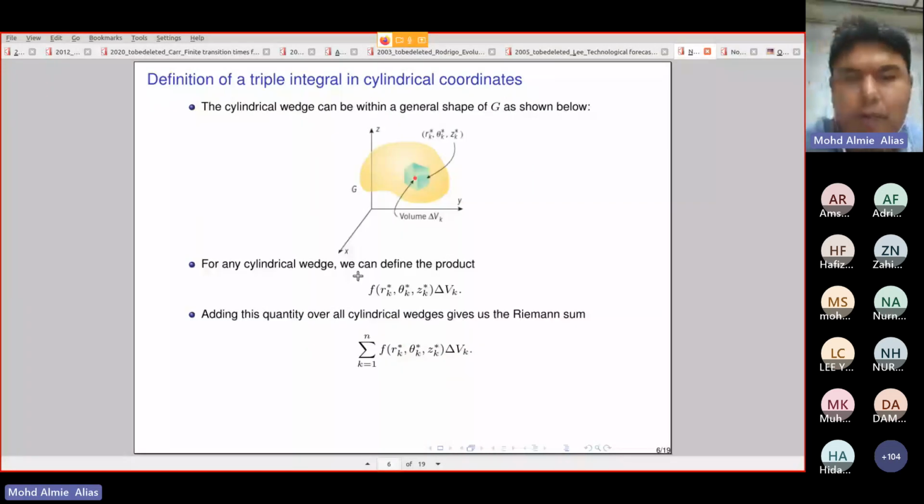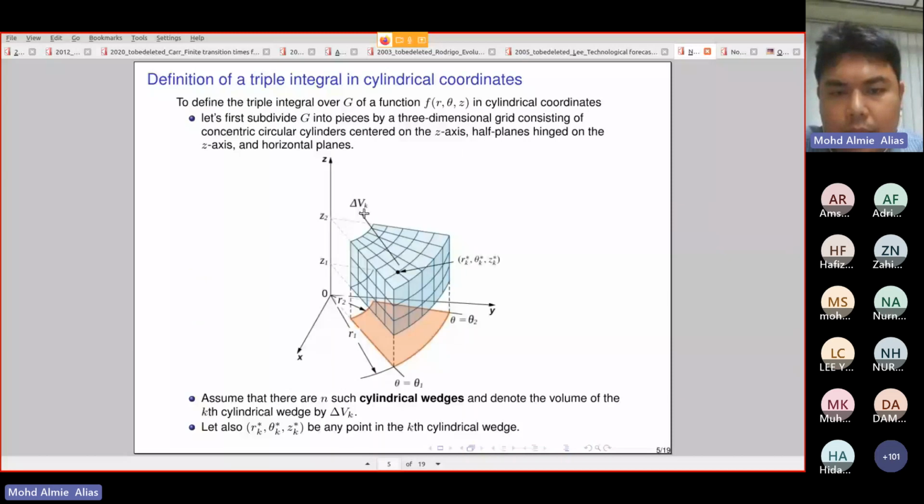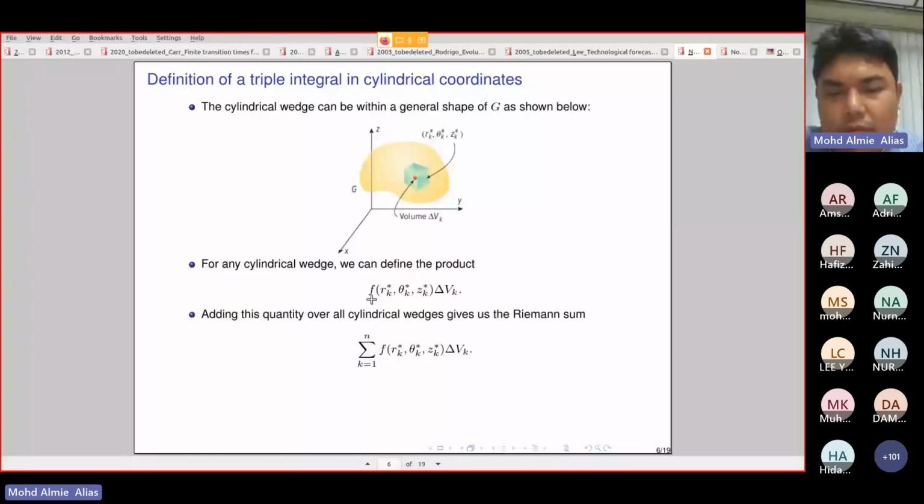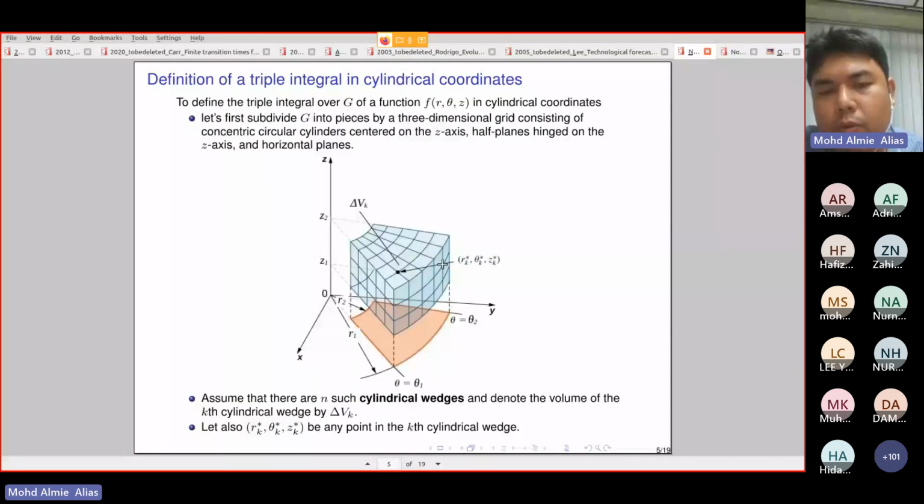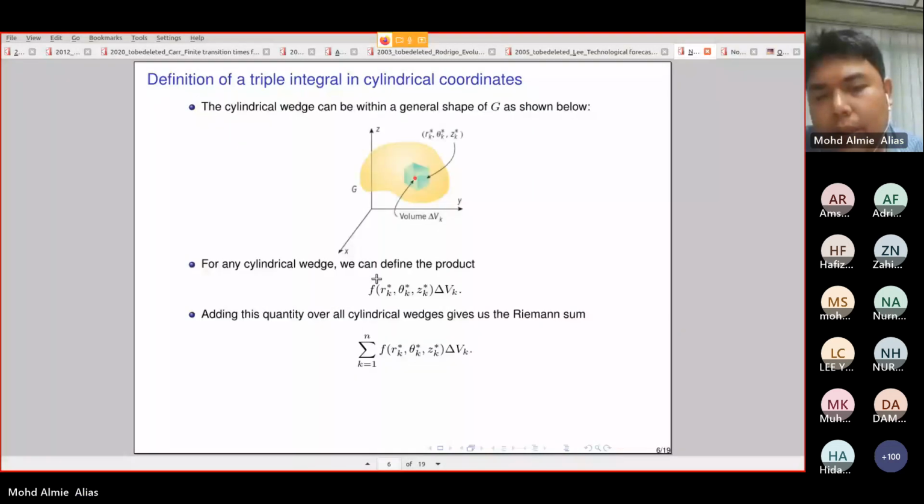And then of course you can calculate the product between the volume, delta Vk, times a certain value of a function. Let's say you have a function f, where f is a function of three variables, r, theta, and z. Let's say f is defined, you have this point here, and you want to know the value of the function f at this point. And then you multiply it, you get something like this.